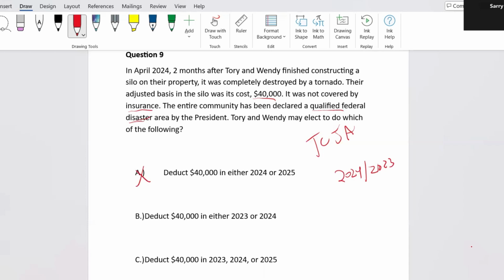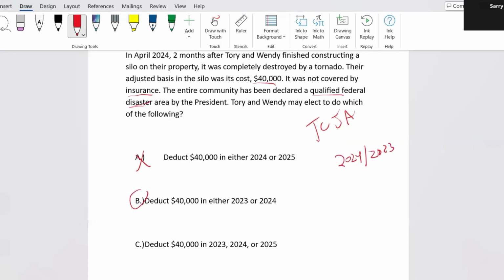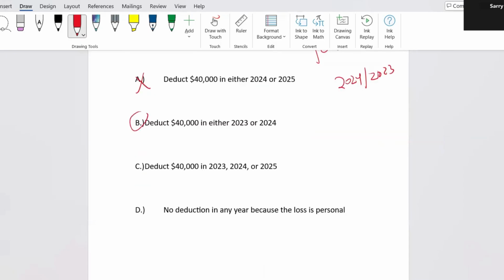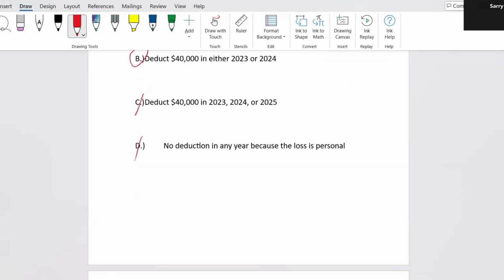Deduct 40,000 in either 2023 or 2024. That is the correct one, but let's see the other ones as well, just to make sure we're choosing the right one. Deduct 40,000 in 2023, 2024, or 2025. Incorrect. It's either the year of or the prior year. And then no deduction in any year because the loss is personal. Again, that's not true. It is deductible because insurance didn't pay and it was in a federally declared area.